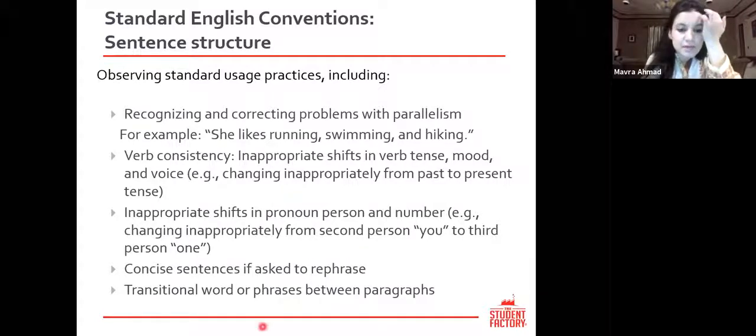Then transitional words or phrases between paragraphs. Very important concept. हमें हो सकता है कि transitional words को edit करना पड़ जाए या phrases को switch करना पड़ जाए between paragraphs in order to make the passage more coherent and understandable. Okay, so this was about the sentence structure. Now let's look at some examples of all of these terms that we've just talked about.